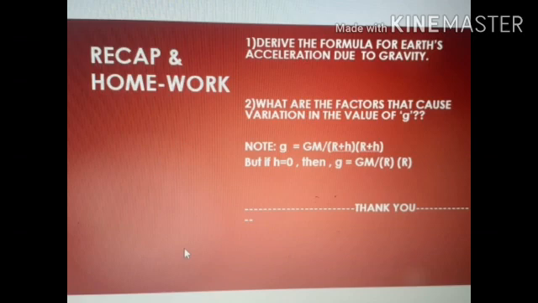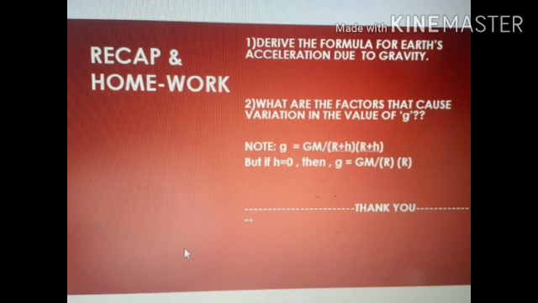Capital G, capital M, capital R, all are constants. Therefore, substituting the values of G, M and R, we get the value of small g as 9.8 meter per second square or 10 meter per second square. But this constant value of small g is used only for solving problems. Actually, the value of small g is not constant. It goes on changing from place to place. What are the various factors that cause variation in the value of acceleration due to gravity small g? That we will discuss now.